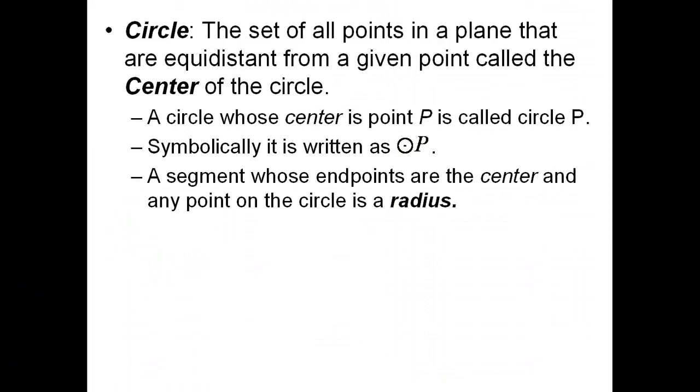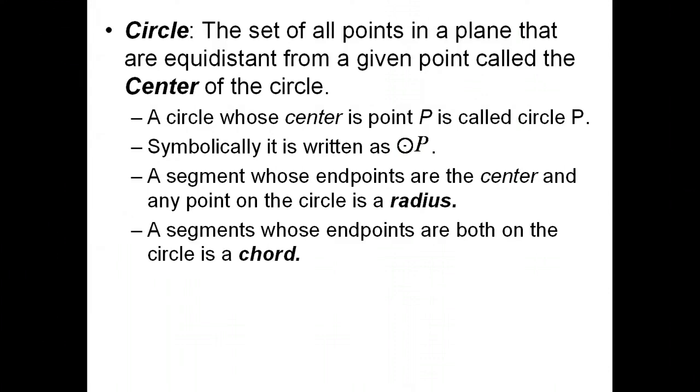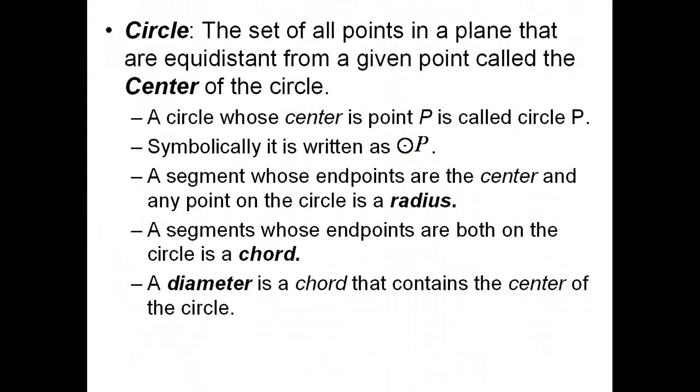So if it goes from the center to the circle, we call it a radius. A segment whose endpoints are both on the circle is called a chord. And a diameter is just a special chord. It's a chord that contains the center of the circle.